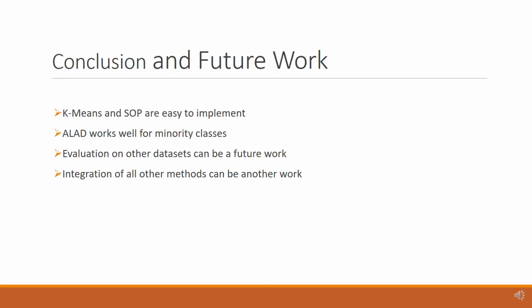K-means and SOM are easy to implement. SOM has minor difference with K-means. SOM can reduce data dimensionality by default, and ALAD can generate new instances in minority classes. That's why it works well for minority classes. And in terms of future work, we want to evaluate our work on other dataset. Also, we want to integrate all other methods.